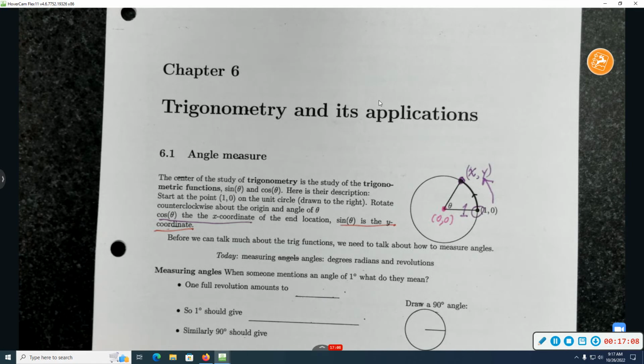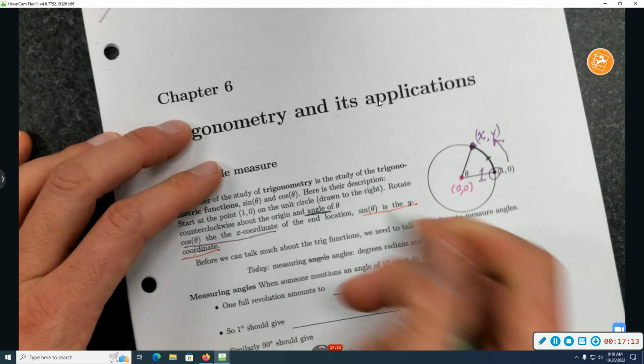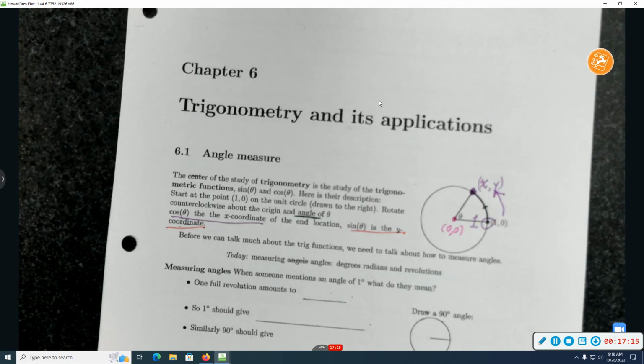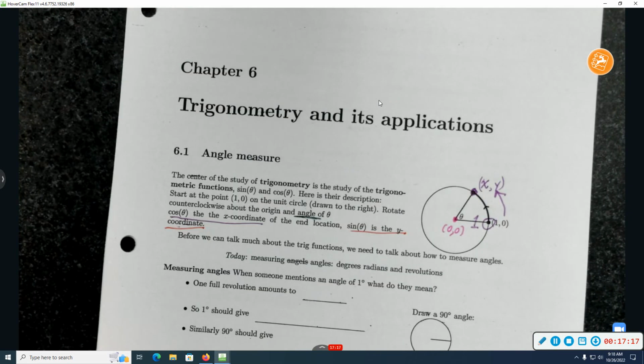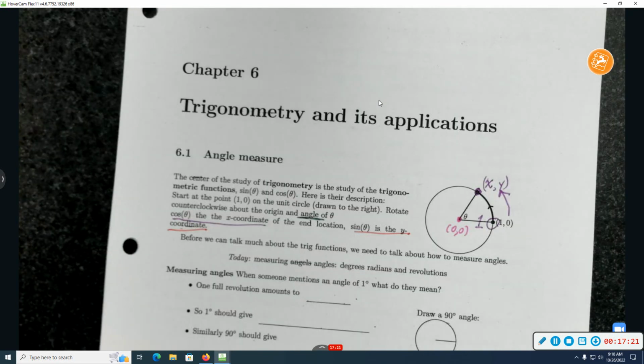I want to focus on that. All right, we want to associate a number with an angle somehow. I want to know how to measure it. And there's one way that you already know. Namely, thinking in terms of degrees.